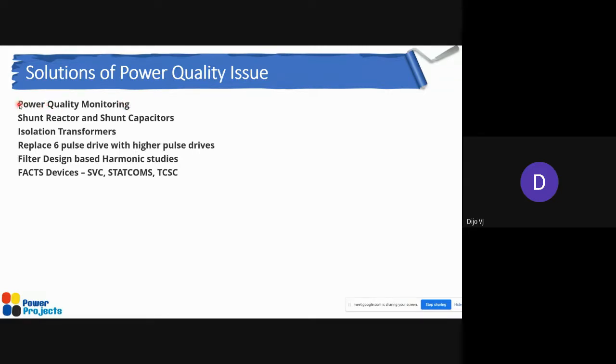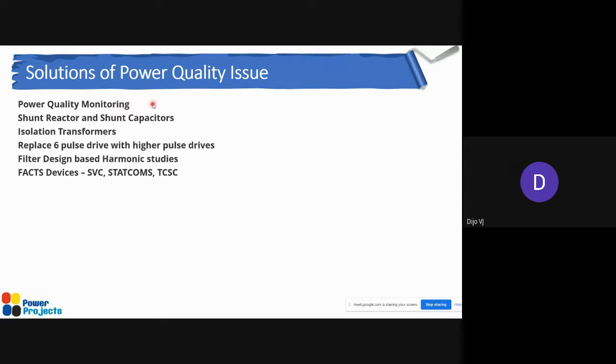For the harmonic issue, power quality monitoring is definitely important. Right now, we do not have enough monitoring systems. At the distribution level, we probably do not know at what quality of power the utility is supplying power to the consumer. So we need a proper monitoring system, power quality meters, or maybe smart meters.